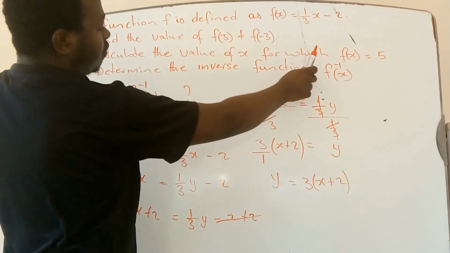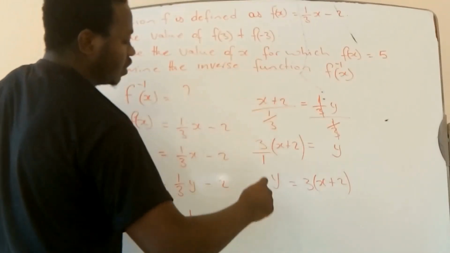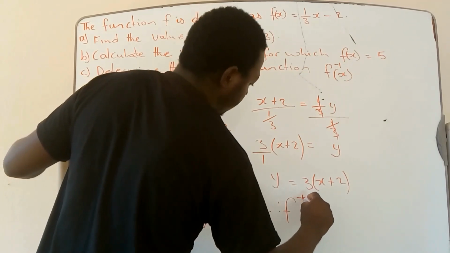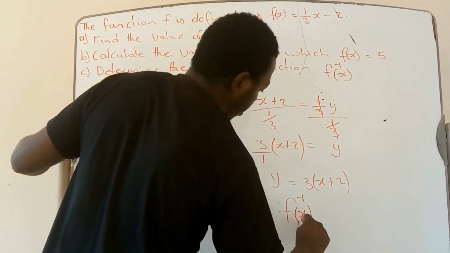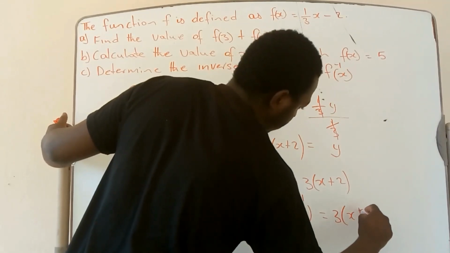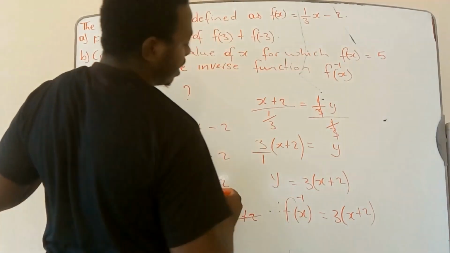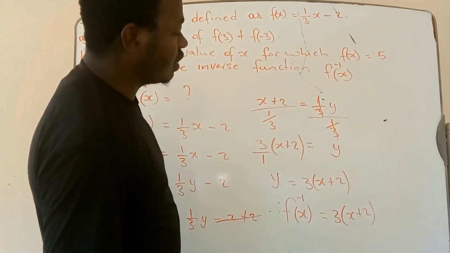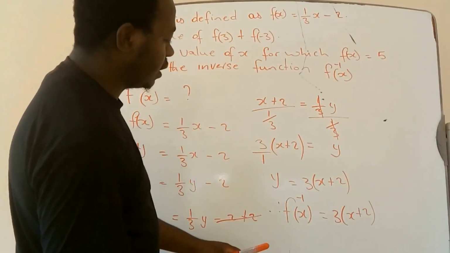But they want the inverse, so let's replace this y with the inverse. Therefore f inverse of x is equal to 3 times x plus 2, and that's it. You can distribute this 3 if you want, but you can leave it there, same thing. All right.